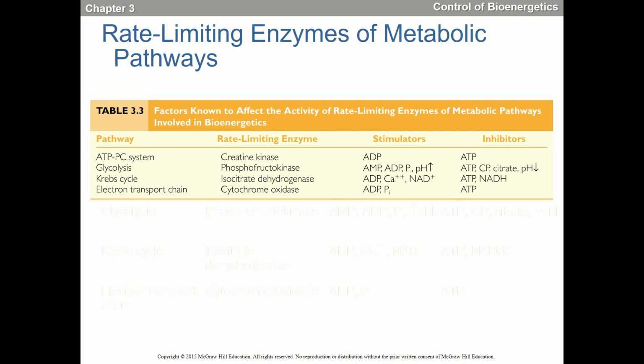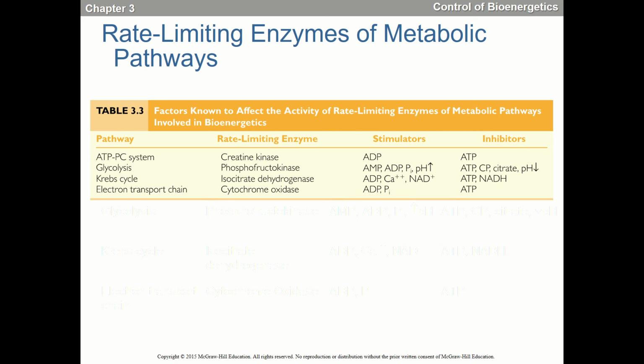Now these inhibitors. Let's think about these. For glycolysis, ATP and CP, that's creatine phosphate. If we have a lot of ATP, a lot of creatine phosphate, PFK doesn't need to do anything, right? We're all good. We don't need you.